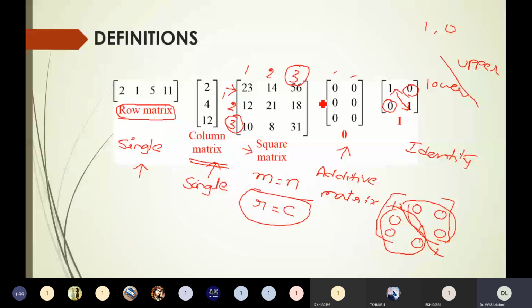Yes, ma'am. So the types of matrices are row matrix, column matrix, square matrix, additive matrix and identity matrix. These are the 5 types of matrices.